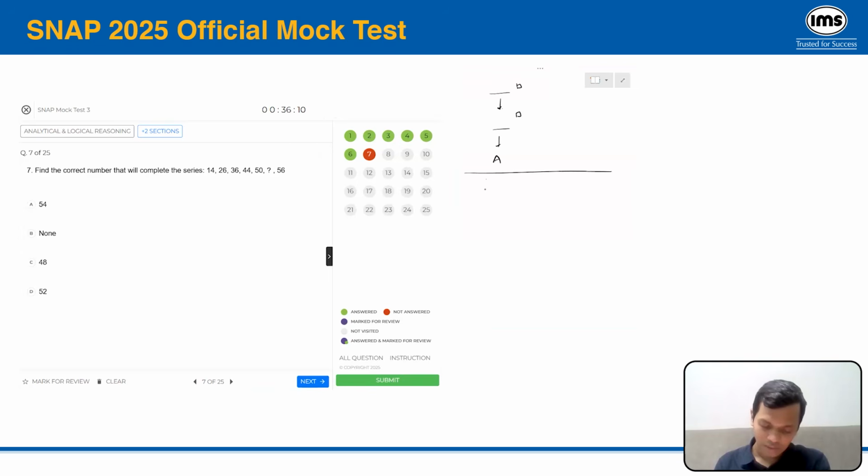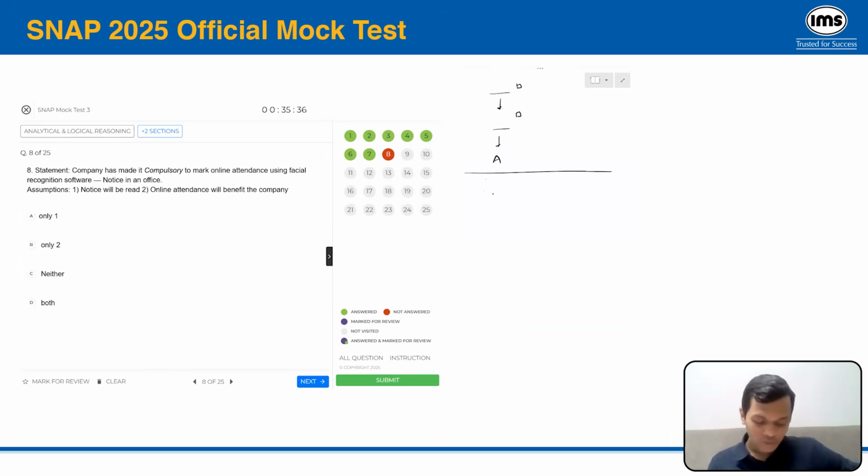Difference, maybe? Difference of 12, 10, 8, 6, 4. So 46. Oh no, suddenly that difference has increased. 12, 10, 8, 6. This is very weird. But I'm going to go with 54, assuming they have made some mistake.